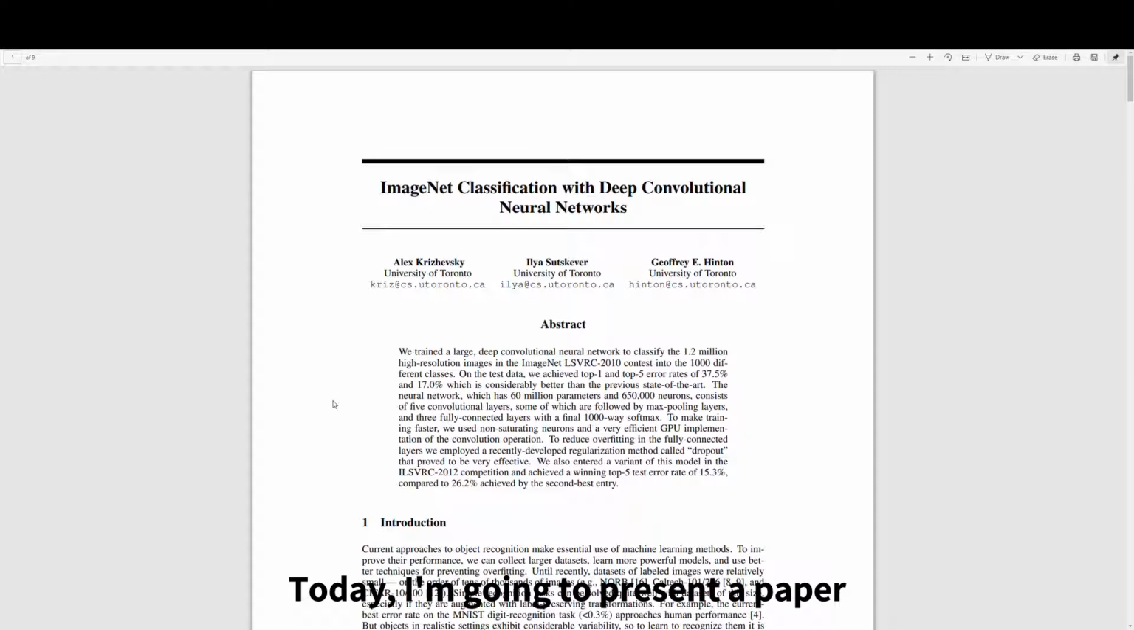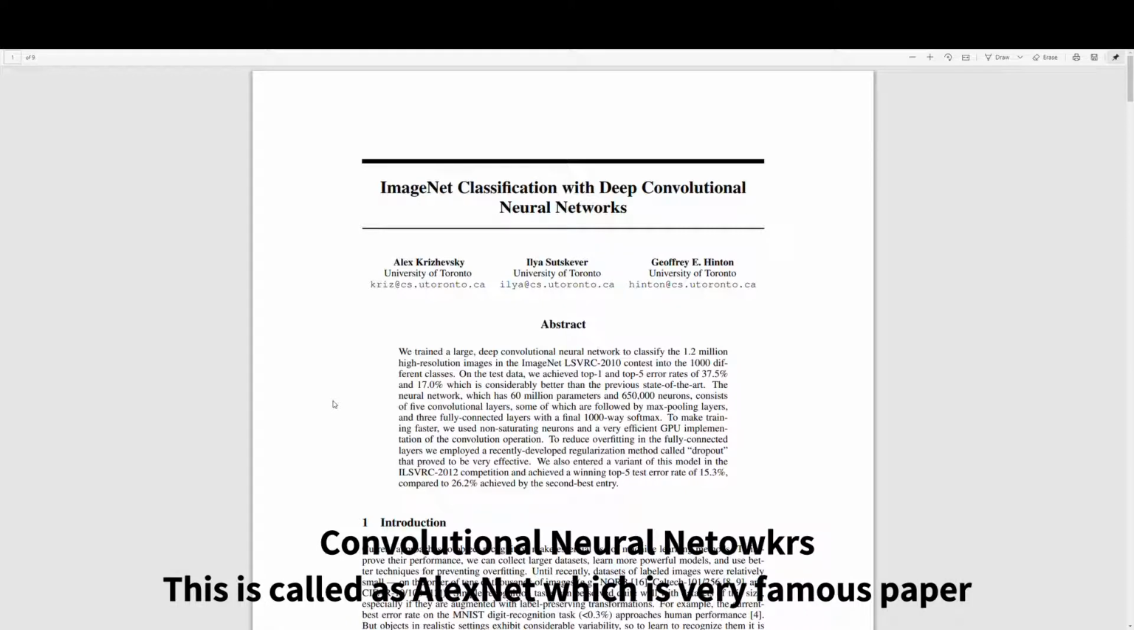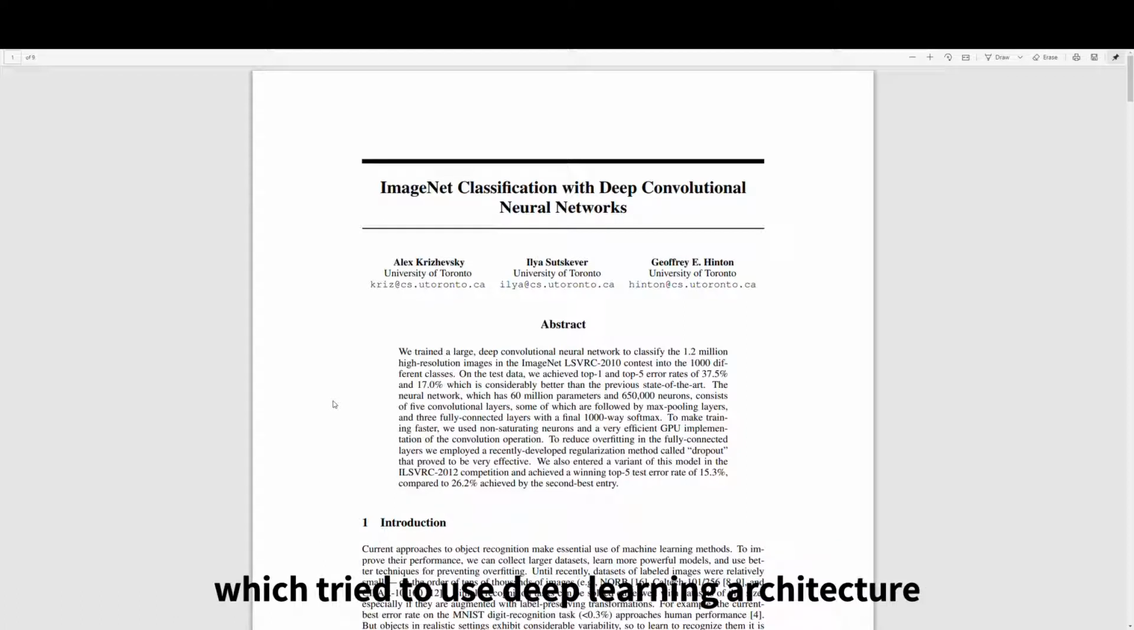Hello. Today I'm going to present the paper ImageNet Classification with Deep Convolutional Neural Networks. This is called AlexNet, a very famous paper which first tried to use a deep learning architecture in the ImageNet challenge.